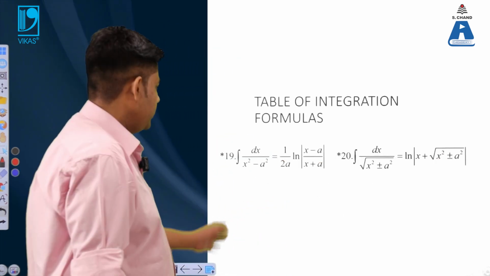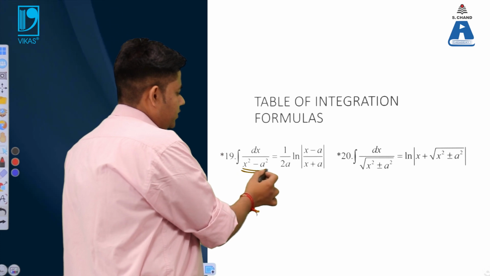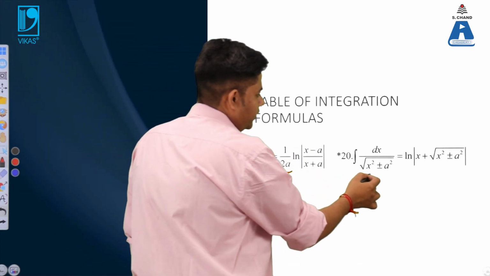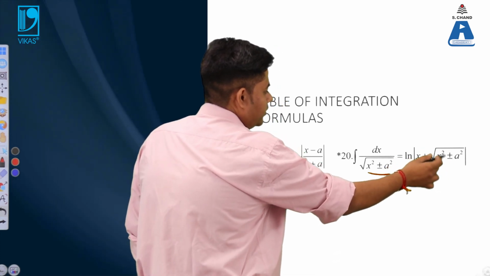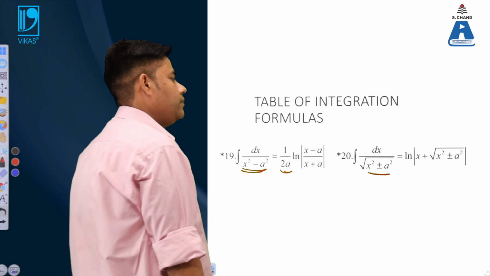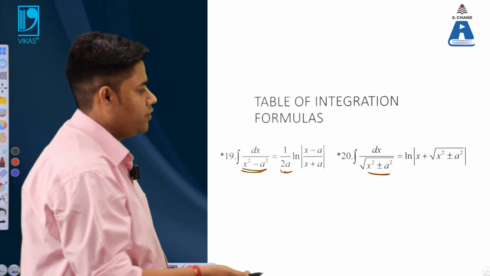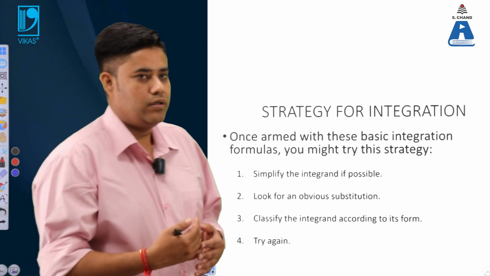Another formula is 1 over x square minus a square, that is 1 upon 2a log of x minus a over x plus a, and if it is with a root, then it is log of x plus the same bracket or the same part. So log of x plus the root of x square plus a square, or if it is with minus, then x square minus a square.